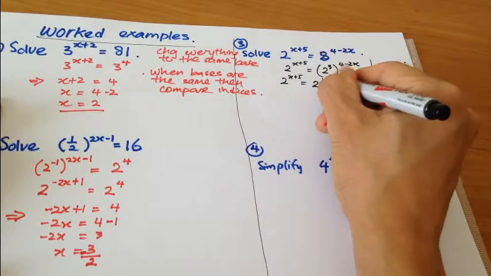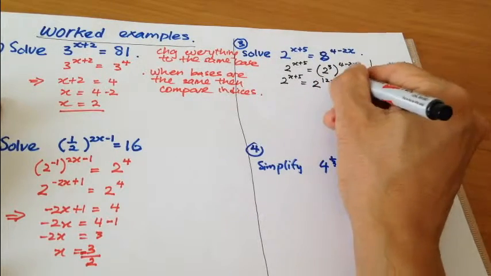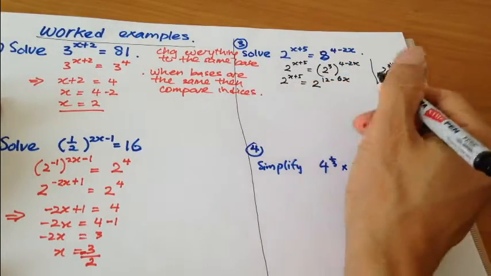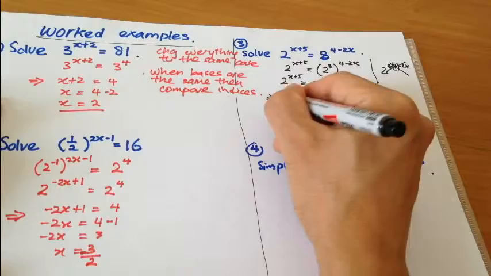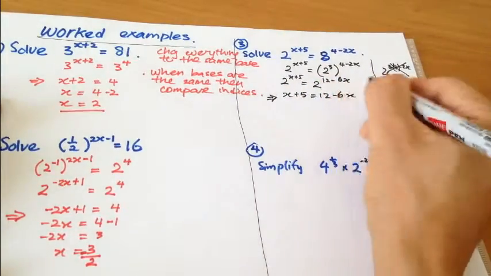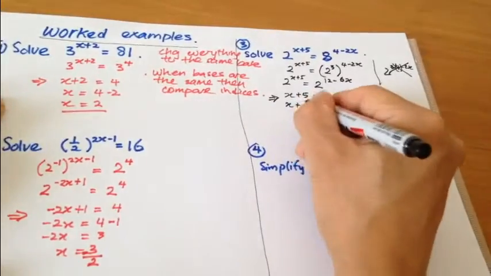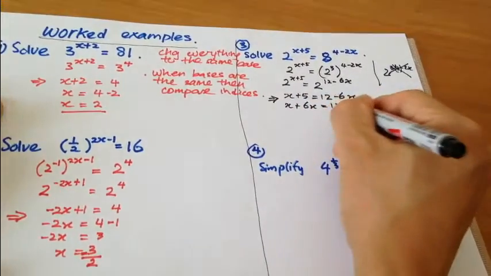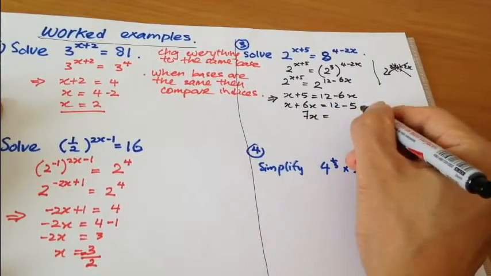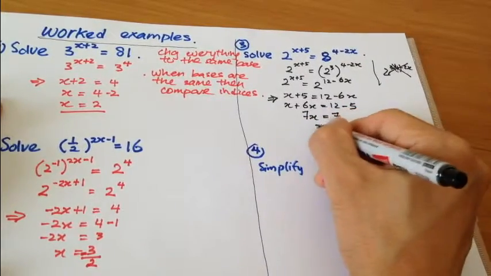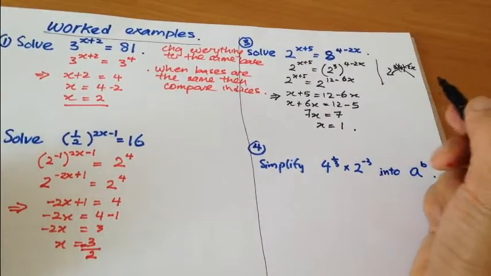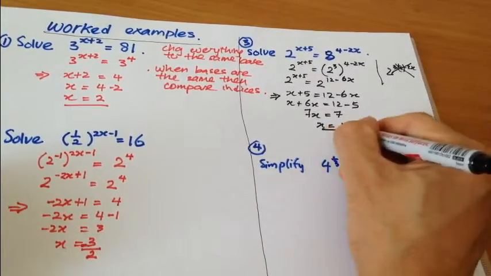So 2 to the power of x plus 5 is equal to 2 to the power of 3 times 4 is 12 minus 3 times 2 is 6, so minus 6x. Because the bases are the same, we compare the indices. So x plus 6x equal to 12 minus 5. So here 7x equal to 12 minus 5, which is 7. x in this case is 1.